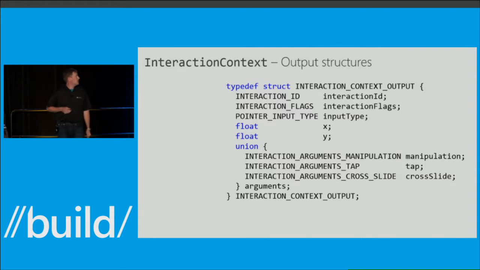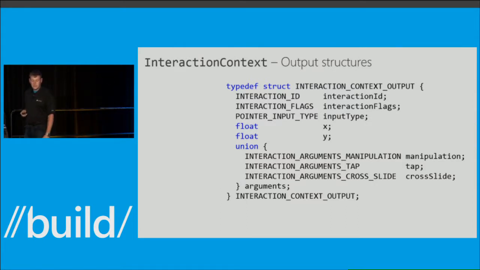This is the information you're going to get, and the first thing you'll notice there is the interaction ID. The interaction ID is what's going to tell you which gesture is occurring. Is it a tap, a hold, or a manipulate? The interaction flags will tell you whether the gesture has begun, ended, or is in inertia. And the input type will tell you what type of device, so touch, mouse, or pen. Now, the X and Y correlate to the center point of a gesture. So if you're rotating multiple fingers on the screen, the X and Y will be the center point between all of those fingers.